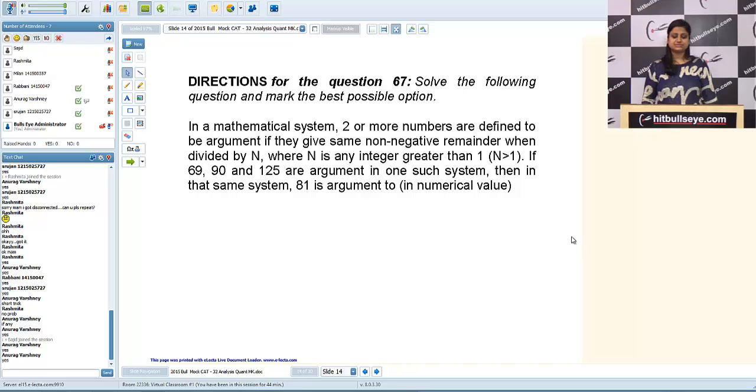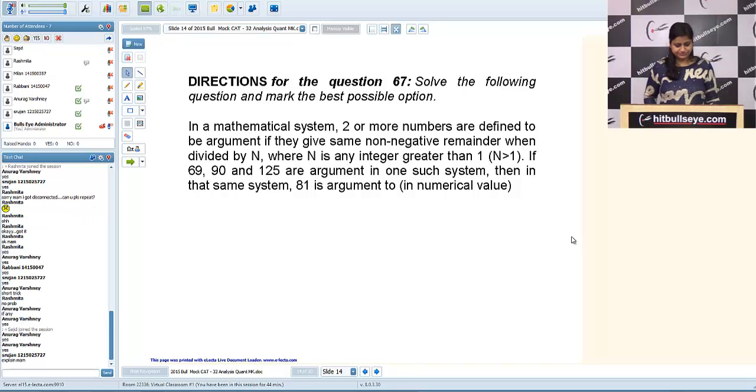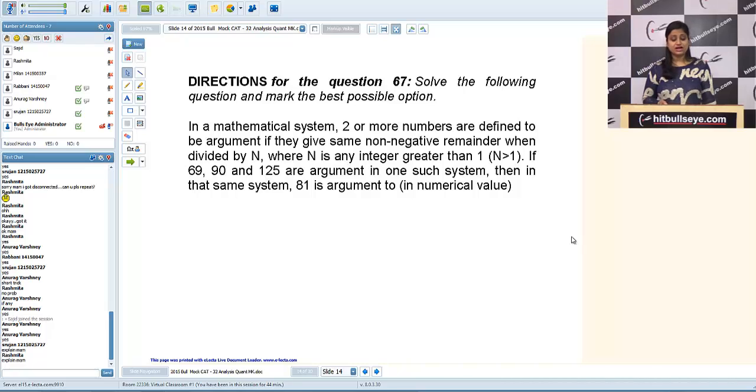Okay, question number 67. That was a conceptual question. Yeah, any problem in this? You read the question, let me. Yes, Rujan. It says in a mathematical system, it means we are talking about a base system. Two or more numbers are defined to be congruent if they give the same non-negative remainder when divided by n, where n is any integer greater than 1. What is the meaning of this line first of all? For example, if I take n to be, say, 7.